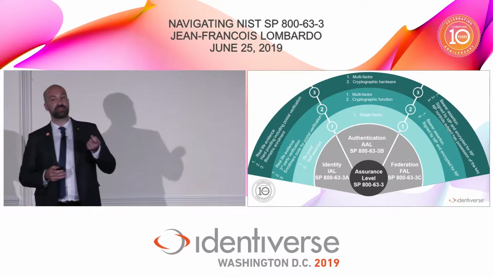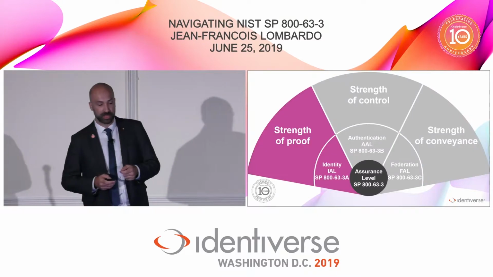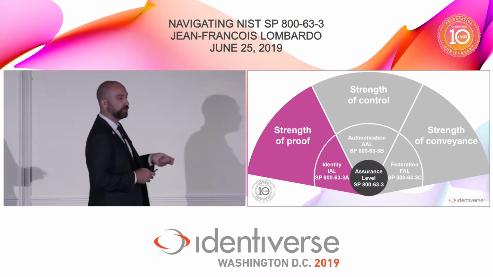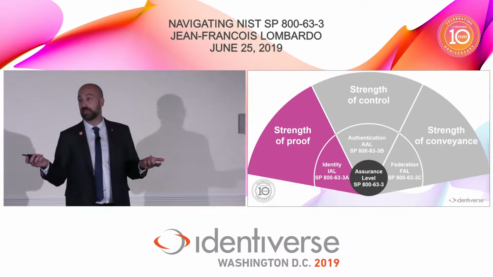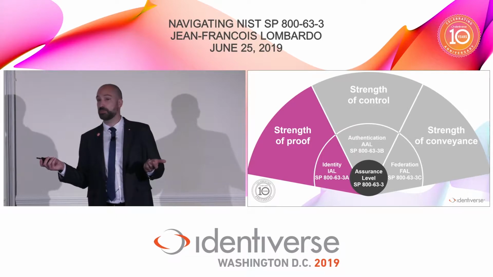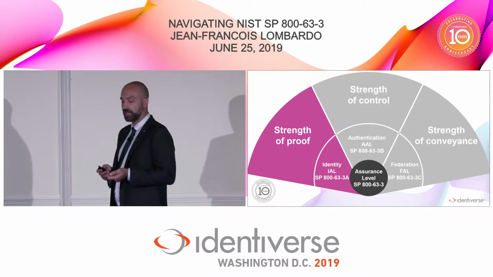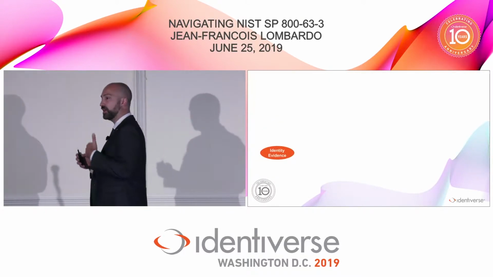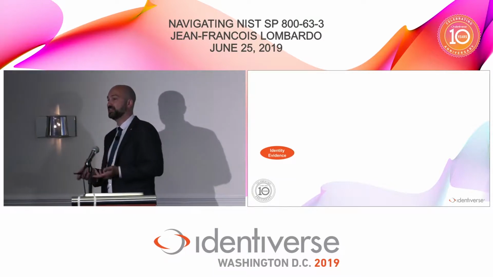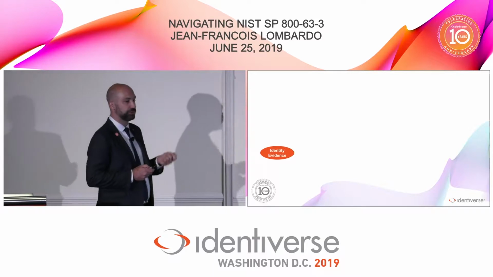I will concentrate on one specific element, which is the identity proofing part. So the strength of proof. I don't know how many of you have read the IAL specification for the framework. Few hands. If you look at it, you will see that the main definition revolves around identity evidence. And for identity evidence, we try to do 3 things.